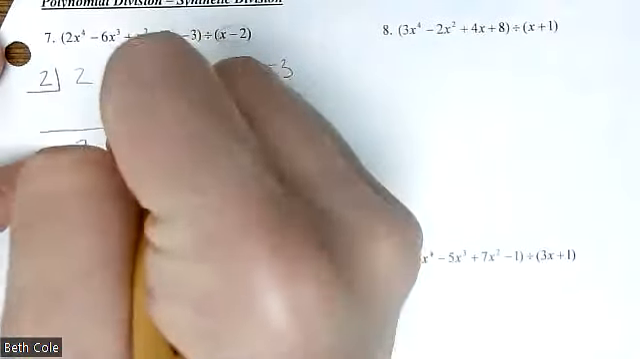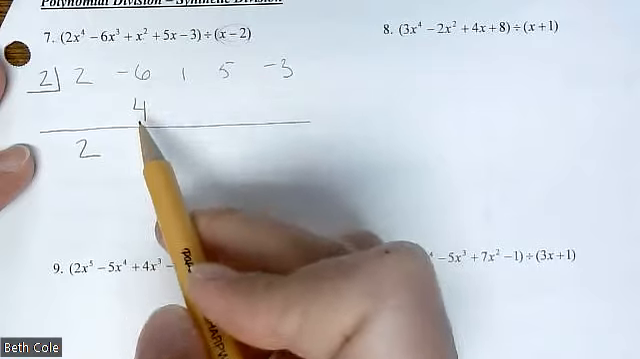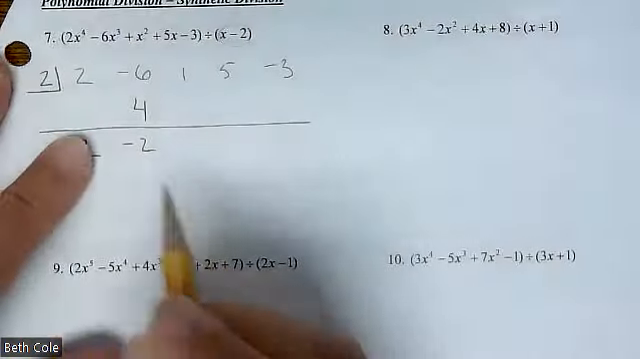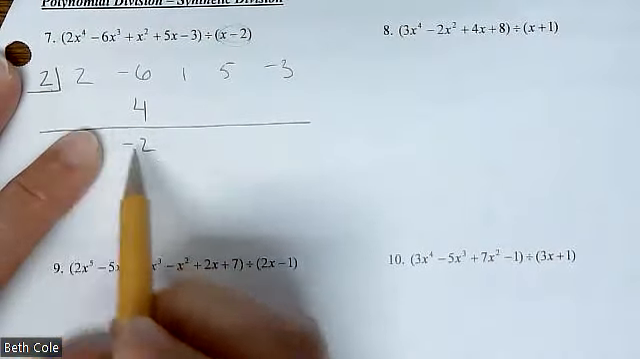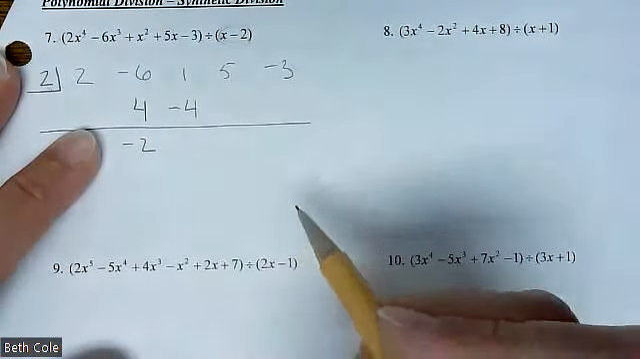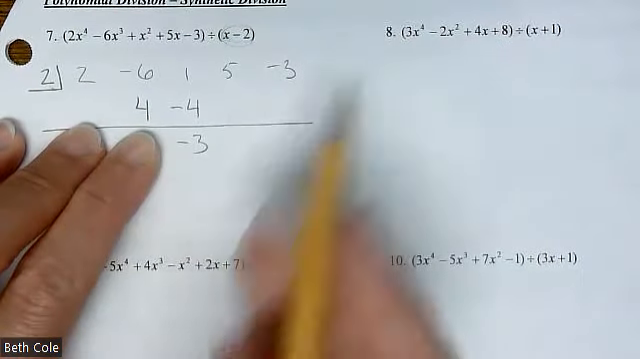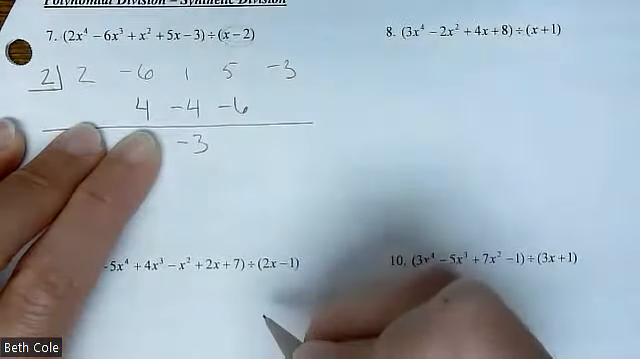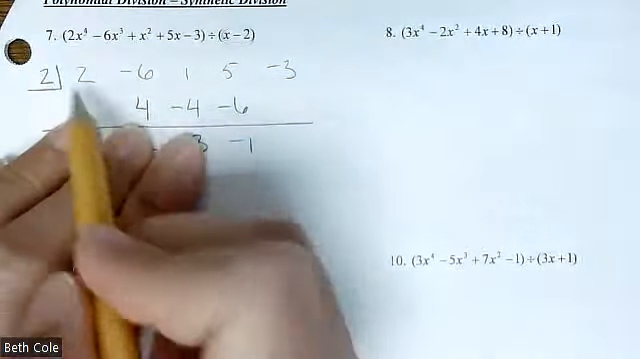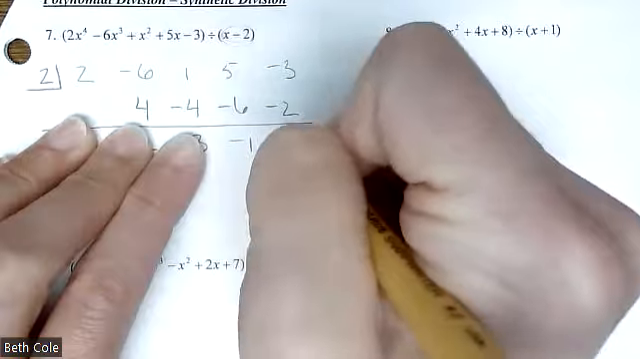Ready? 2 times 2, 4, I'm going to add the column. What do I get? Good. Now we're going to do it again. 2 times -2, -4. I'm going to add the column. 2 times -3. Add the column. Good. 2 times -1. Add the column.